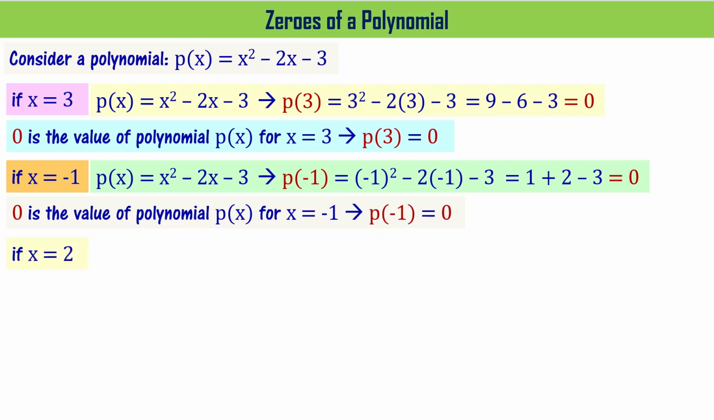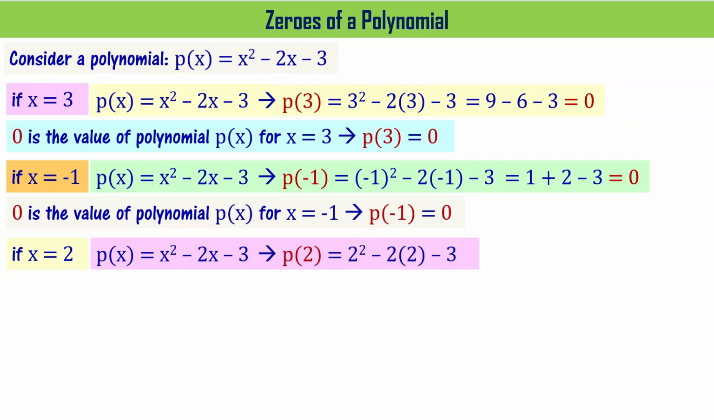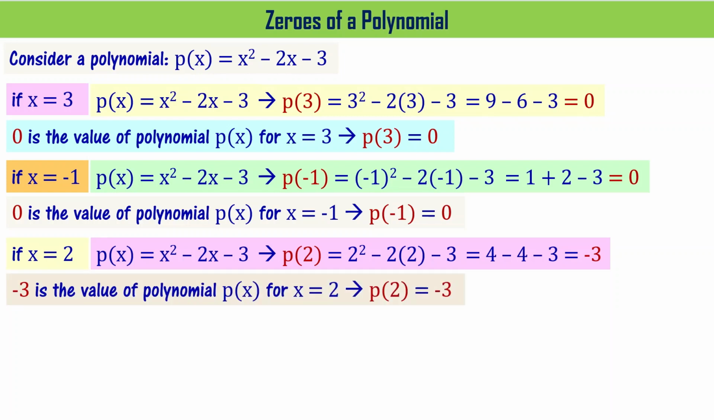If x equal to 2, then p of x can be written as p of 2 equal to 2 square minus 2 times 2 minus 3. When you simplify it, you get minus 3 as the answer. It means p of 2 equal to minus 3. Minus 3 is the value of polynomial p of x for x equal to 2, or in other words, we can write it as p of 2 equal to minus 3, right?